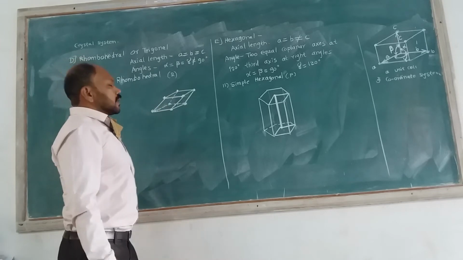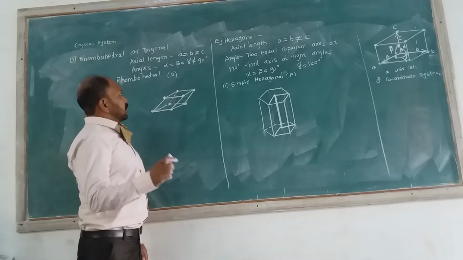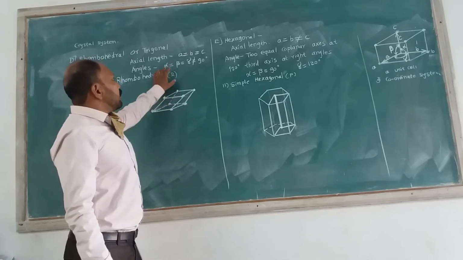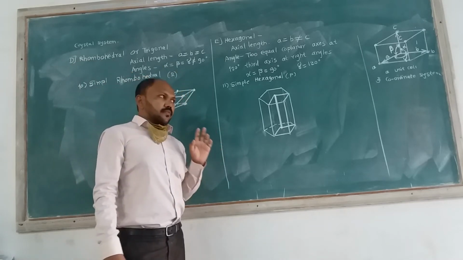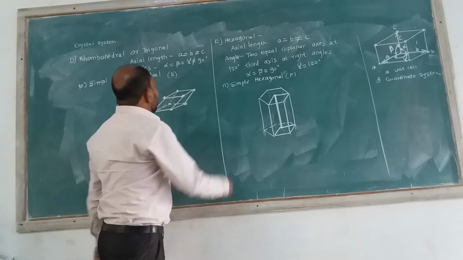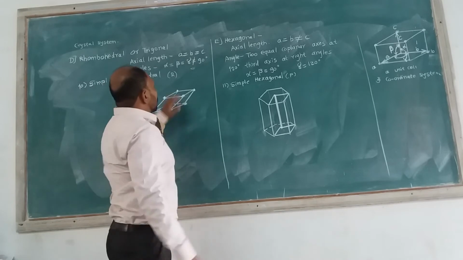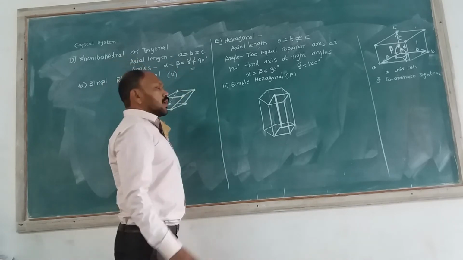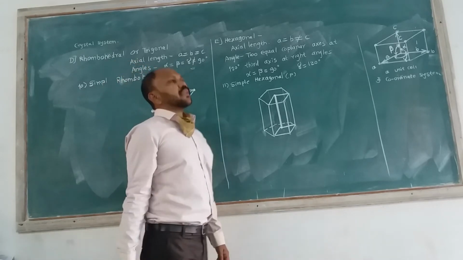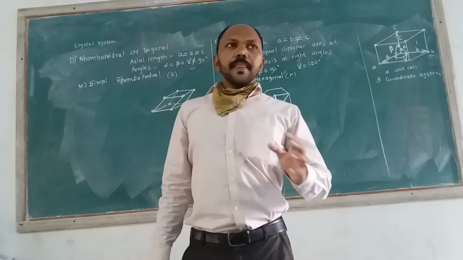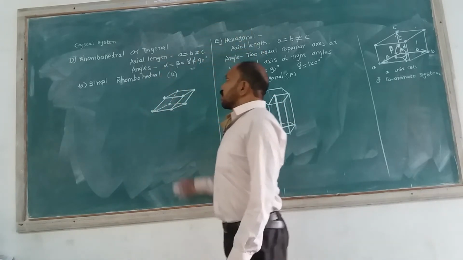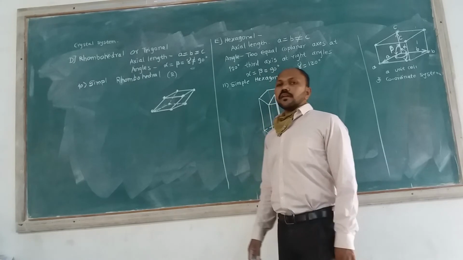Okay, and if we consider the angles, alpha is equal to beta, which is equal to gamma, which is not equal to 90 degrees. Okay, all these angles are different from 90 degrees. This is the main feature or main property in this rhombohedral system.